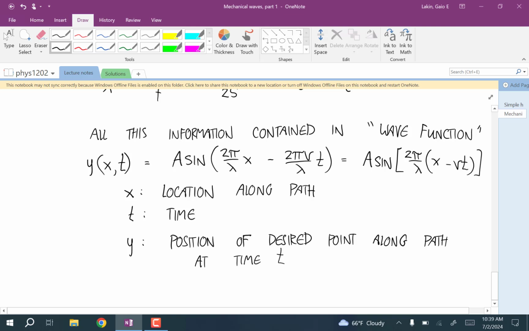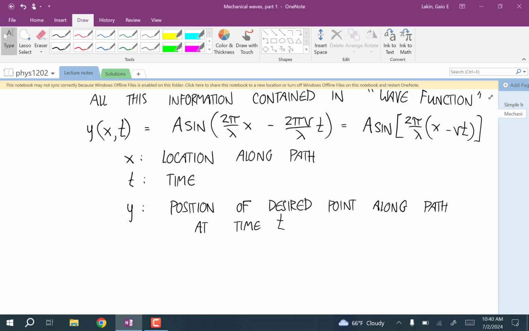And you can use this function to describe transverse waves or longitudinal waves. The only difference is in a transverse wave, this y represents a motion perpendicular to the wave path. And in a longitudinal wave, it represents a position parallel to the wave path. I said that A is the amplitude, so you can think of that as the amplitude of individual oscillations of the points along the path.